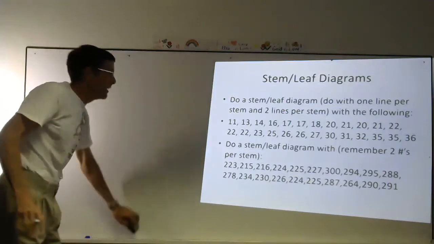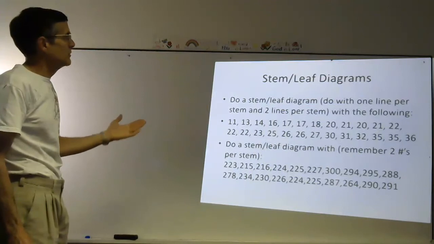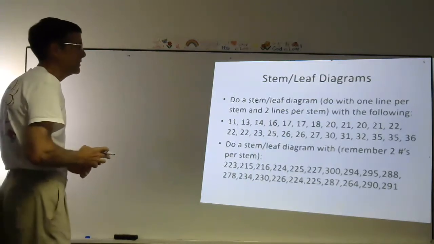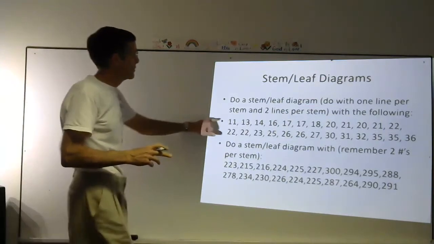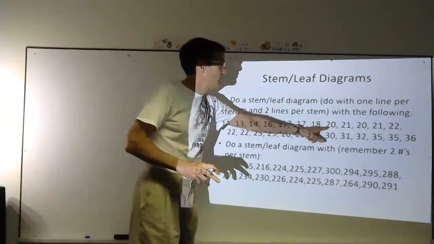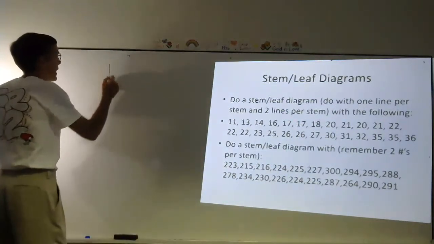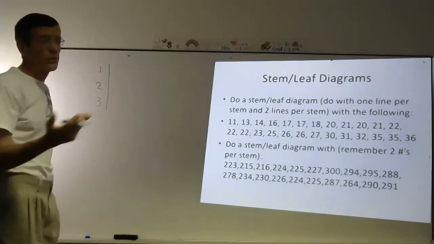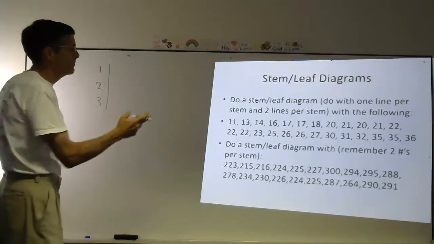So do a stem and leaf diagram, 1 line per stem and 2 lines per stem. Let's first start with 1 line per stem. I'm going from numbers that start with the digit 1 to numbers that start with the digit 2 to numbers that start with the digit 3. So basically what I would have is a 1, a 2, and a 3. Because there's only 3, I do not think this would be the best way to do it, but anyway, let's complete it.